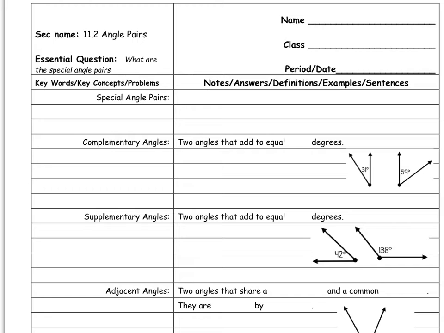Okay, so here we go. We're going to define what a special angle pair is, and that is two angles that have a special relationship. Really easy, right? Pretty easy, but there's several different types of these special angle pairs that we're going to talk about. And so that's what we're going to move on and do.